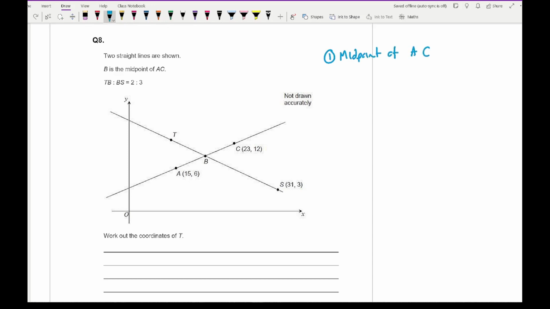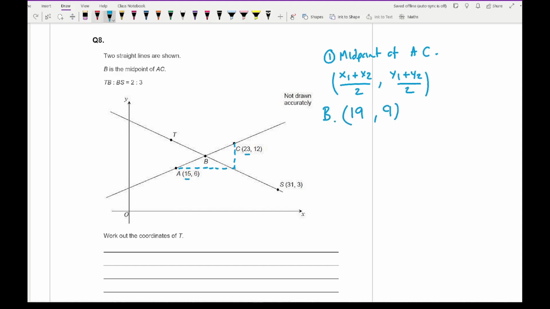of AC. Now to work out the midpoint, all we got to do is just simply add the 2 X ordinates. So there is a formula of x1 plus x2 divided by 2, so y1 plus y2 over 2. So you could use this formula, or you can just use the fact that we're dividing the 2 lengths by 2. So adding up the 2 X ordinates, we've got 23 plus 15 divided by 2 gives me 19, and 12 plus 6 divided by 2 gives me 9, so it's 19, 9. So that's the coordinate of B.